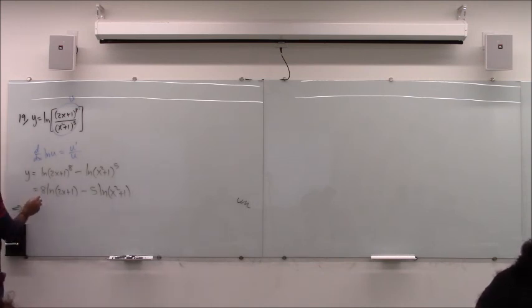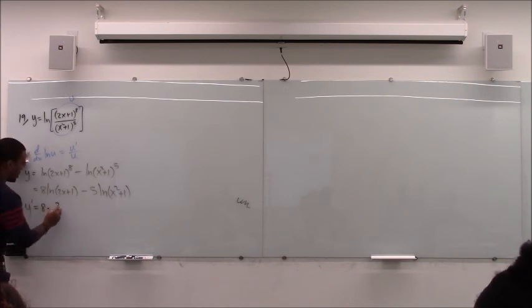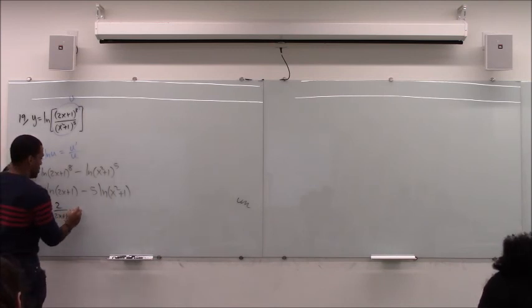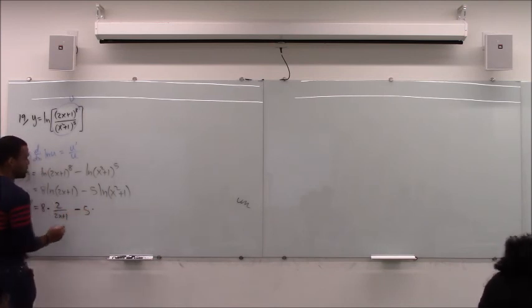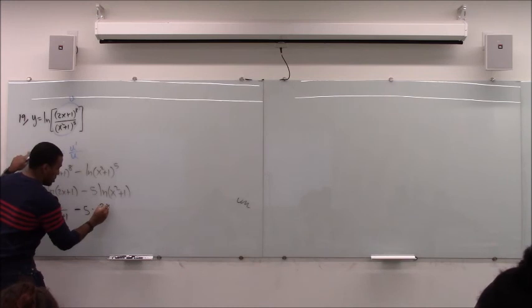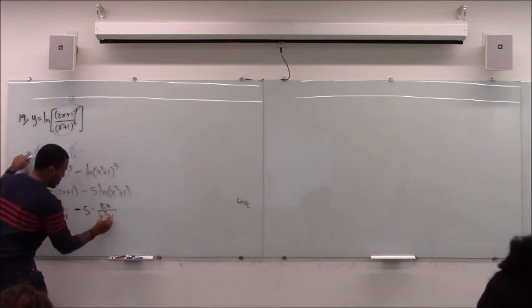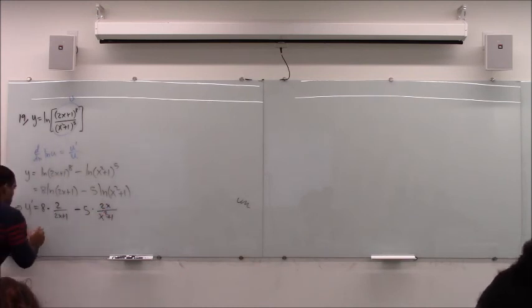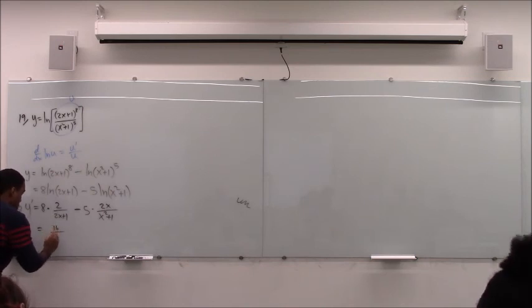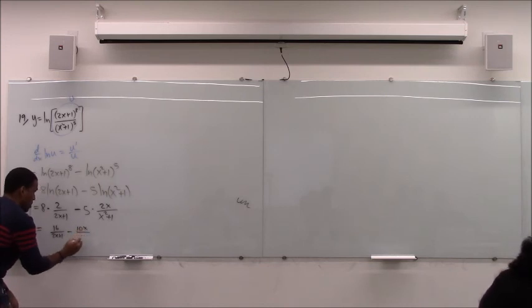Right, so we use a constant factor rule. You just have an 8 here times, how do you differentiate this? Right, now you apply this rule, and it's a lot easier to apply that rule. Minus 5 times 2x over x squared plus 1. So this just becomes 16 over 2x plus 1 minus 10x over x squared plus 1. That's your answer.